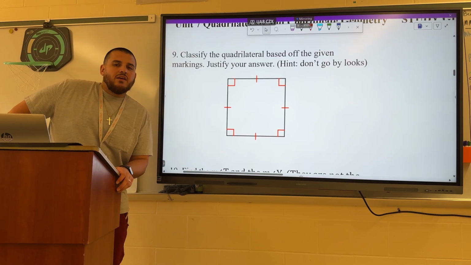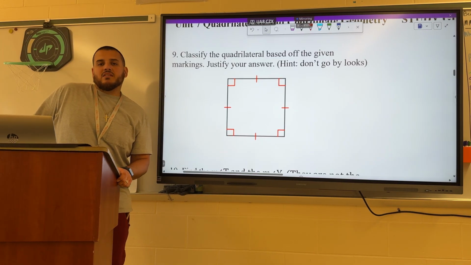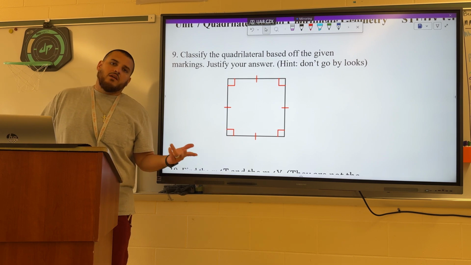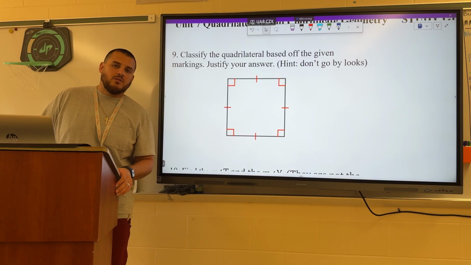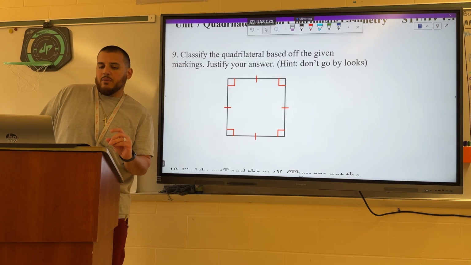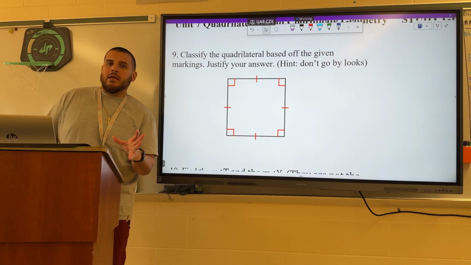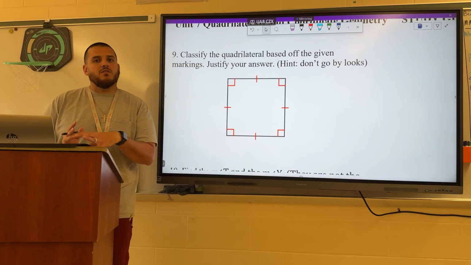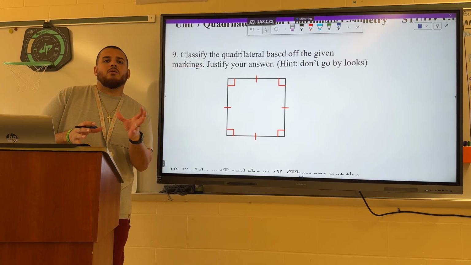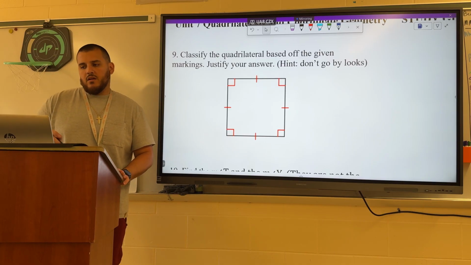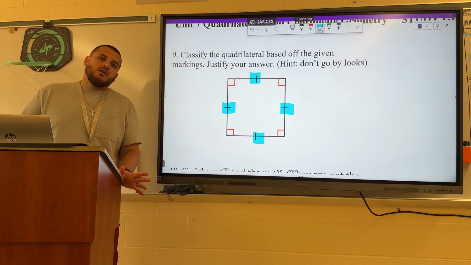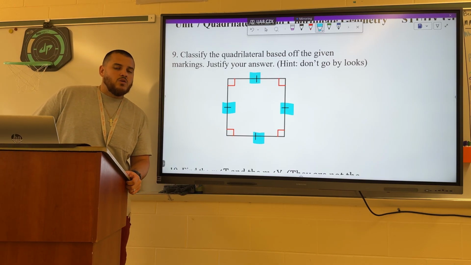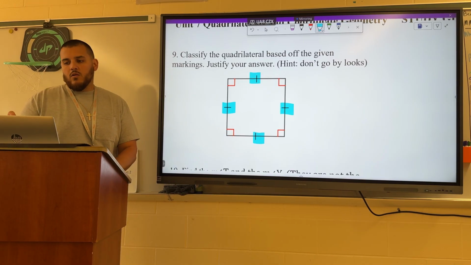In example 9, we have to classify the figure. That means we have to say whether it's a parallelogram, rectangle, rhombus, square, trapezoid, or kite. We have to say which of those types of quadrilaterals this is. And we're doing this based off of symbols, not based off of what the shape itself looks like, but what the markings on the shape tell us about that figure. For example, all 4 sides have 1 dash on them. Well, what does that mean? That means that all 4 sides are congruent to each other, which is a property of a rhombus.